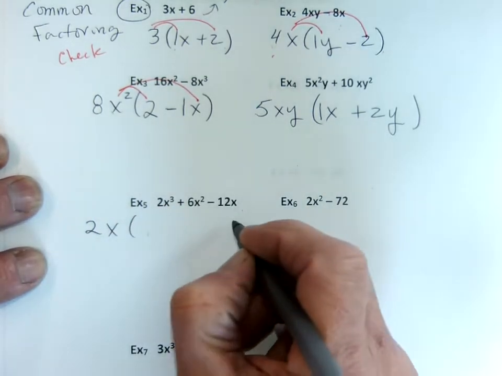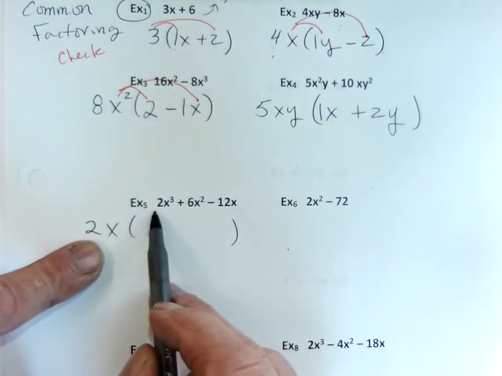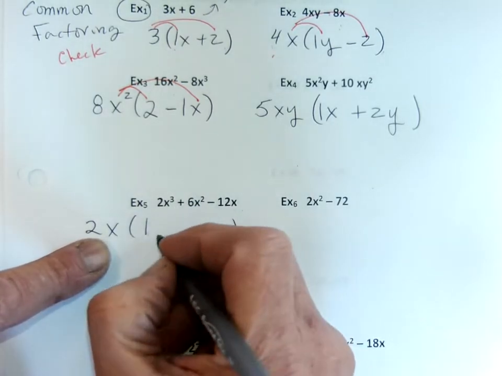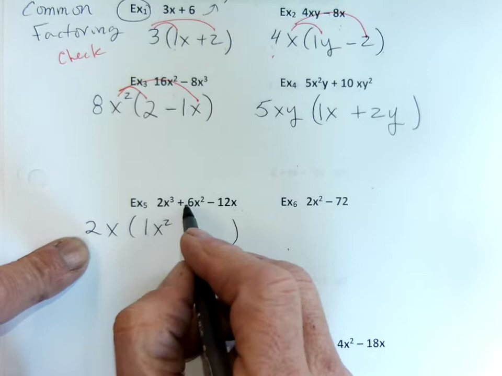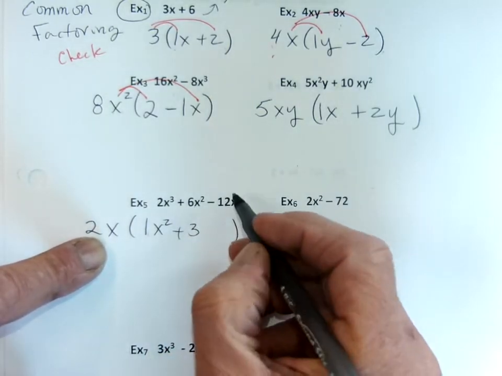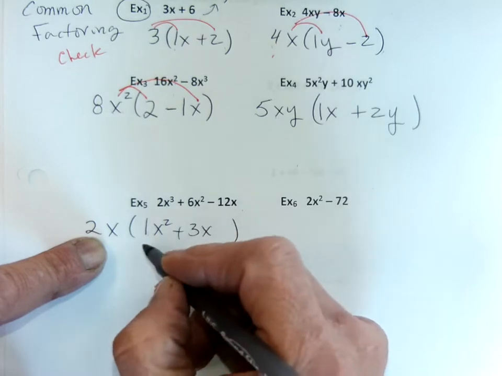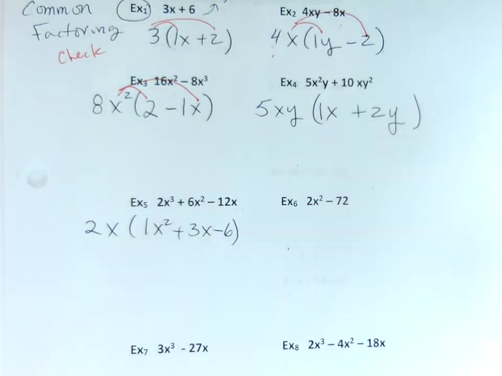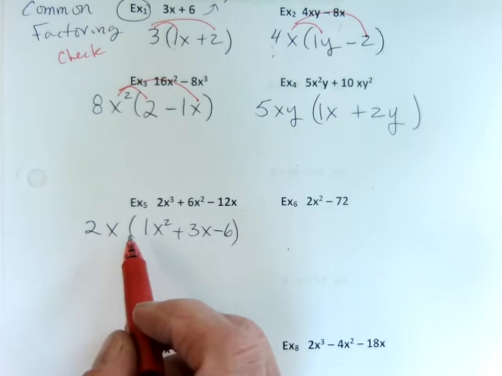So if I take out an x, 2 goes into 2 1 time. I took out an x, I'd be left with an x squared. 2 goes into 6 3 times. X goes into x squared x times. 2 goes into 12 6 times, and I took out its x. Okay? Right? And you can check it.